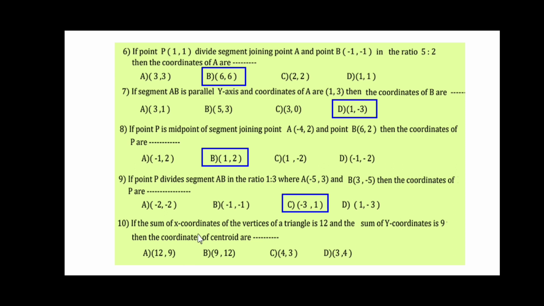The last one: if the sum of the x coordinates of the vertices of a triangle is 12 and the sum of the y coordinates is 9, then the coordinates of the centroid are, you have to use the centroid formula, and the answer you are getting is (4, 3). So friends, these are the problems from coordinate geometry. Now we'll see the next topic, that is trigonometry. It is also a very important topic.